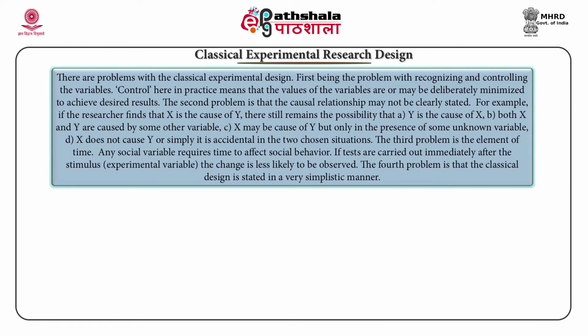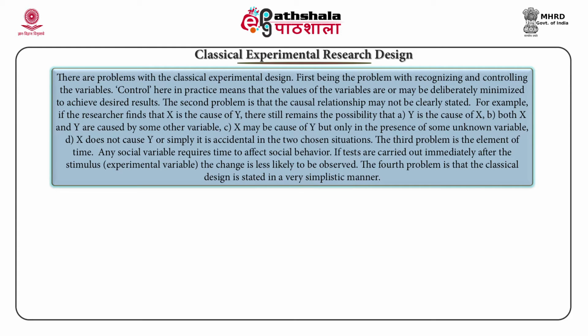There are problems with the classical experimental design that I have been presenting so far. First is the problem of recognizing and controlling the variables. Control here in practice means that the values of the variables are or may be deliberately minimized to achieve desired results. The second problem is that the causal relationship may not be clearly stated. The third problem is the element of time. Any social variable requires time to affect social behavior. If tests are carried out immediately after the stimulus, the change is less likely to be observed.